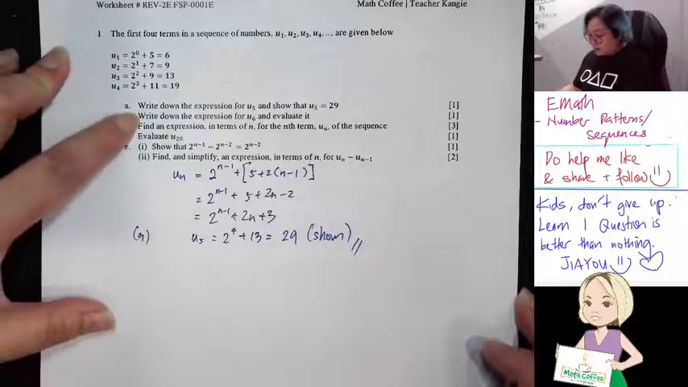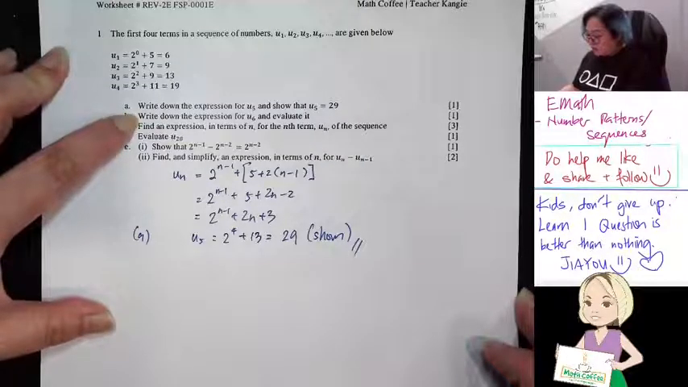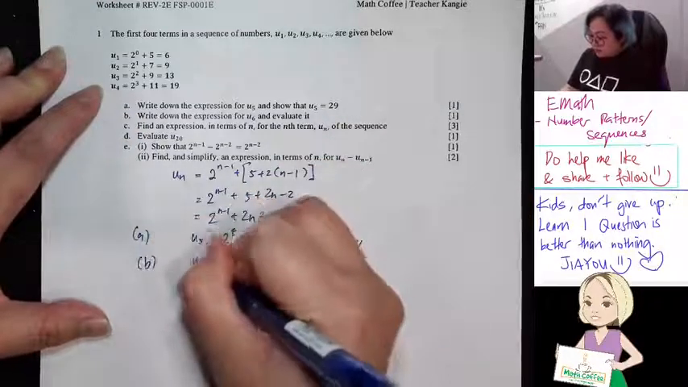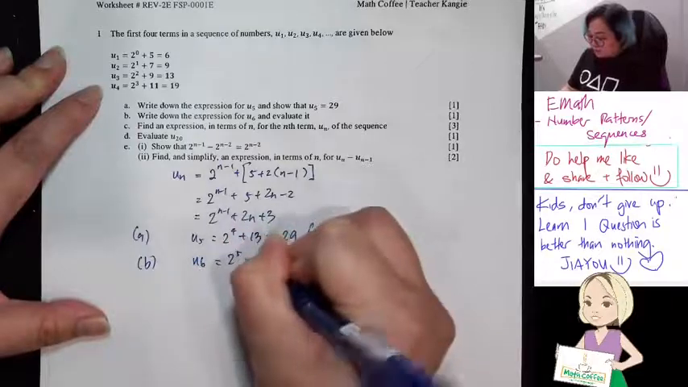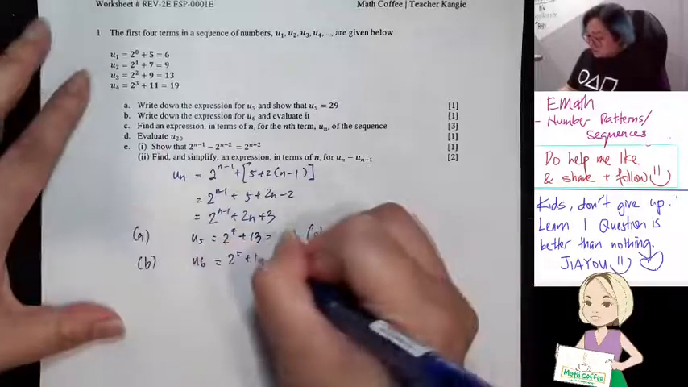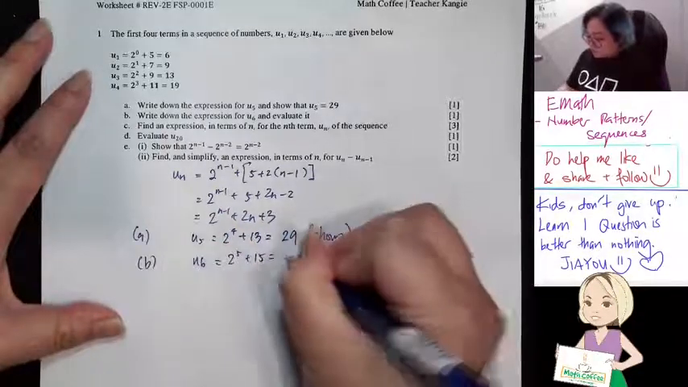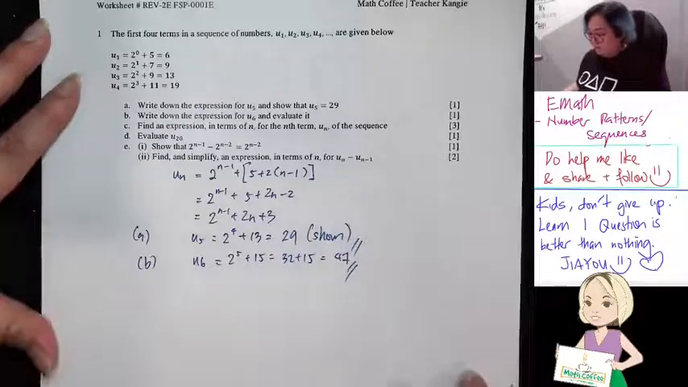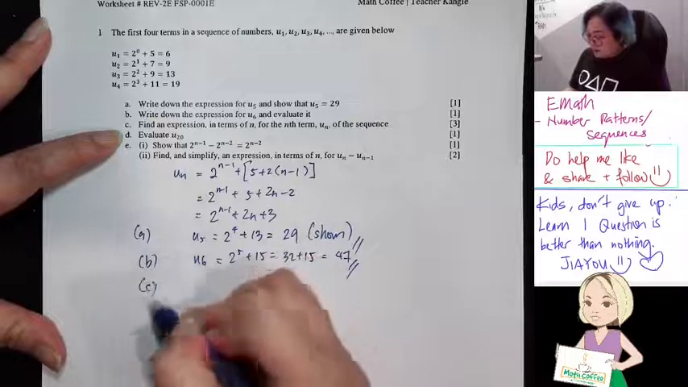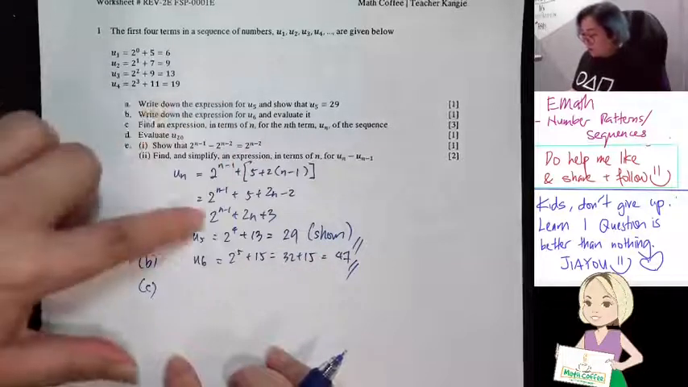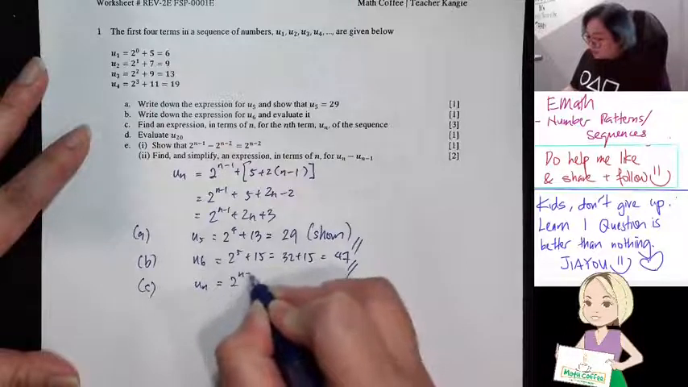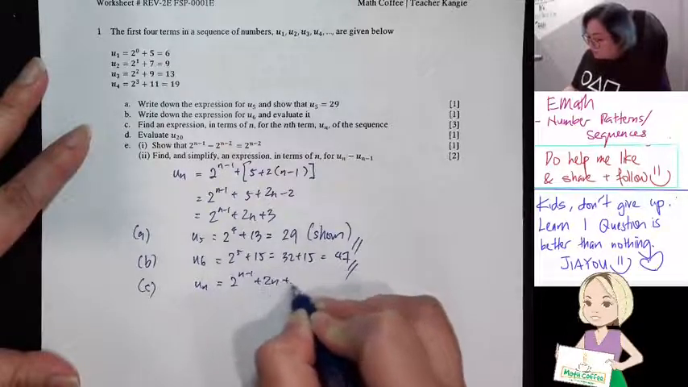Next, they say write down the expression for u6 and evaluate. Same as part A. So we just do u6. So it's 2^5 plus, after 13 is 15. So this is actually 32 plus 15, and that will give us 47. Done. Now part C. Part C, actually we already solved it, which is over here. So I will just say my u_n is equal to 2^(n-1) plus 2n plus 3. Done.